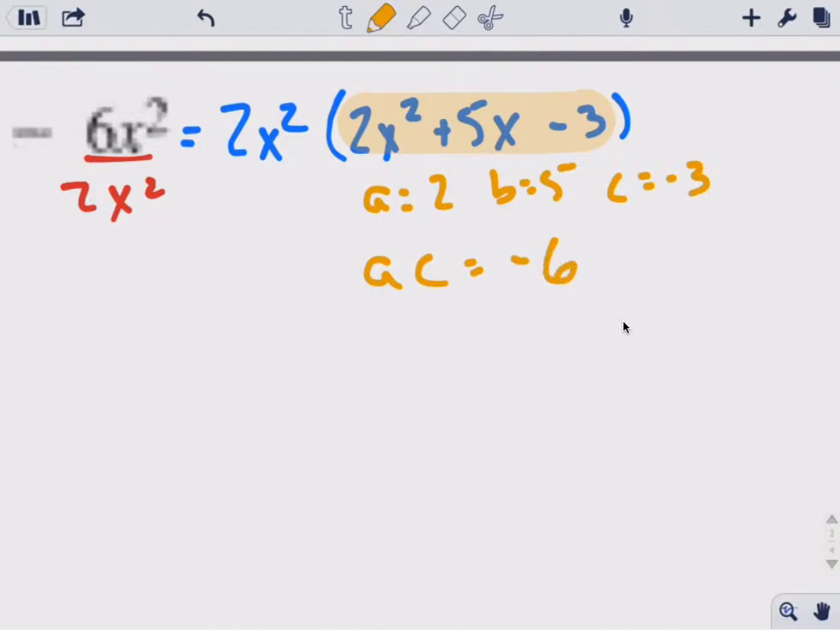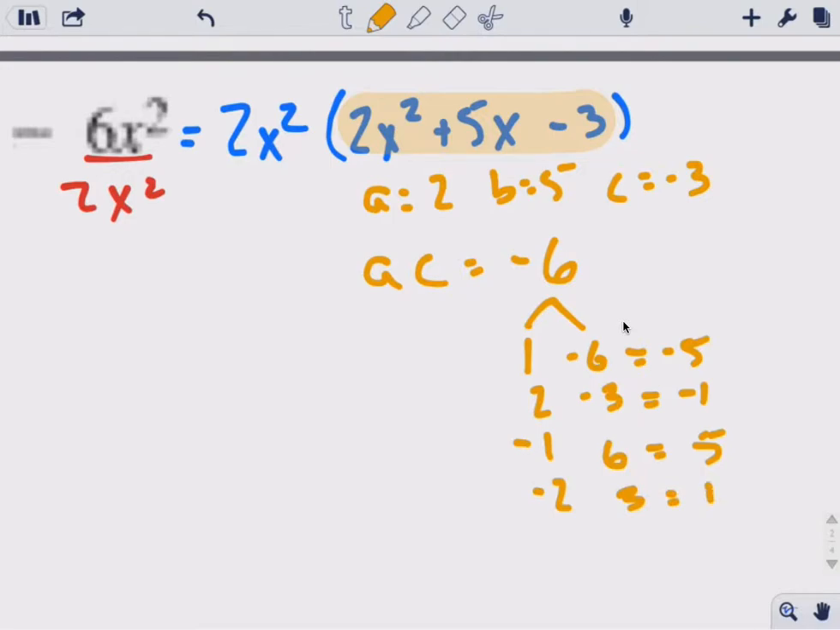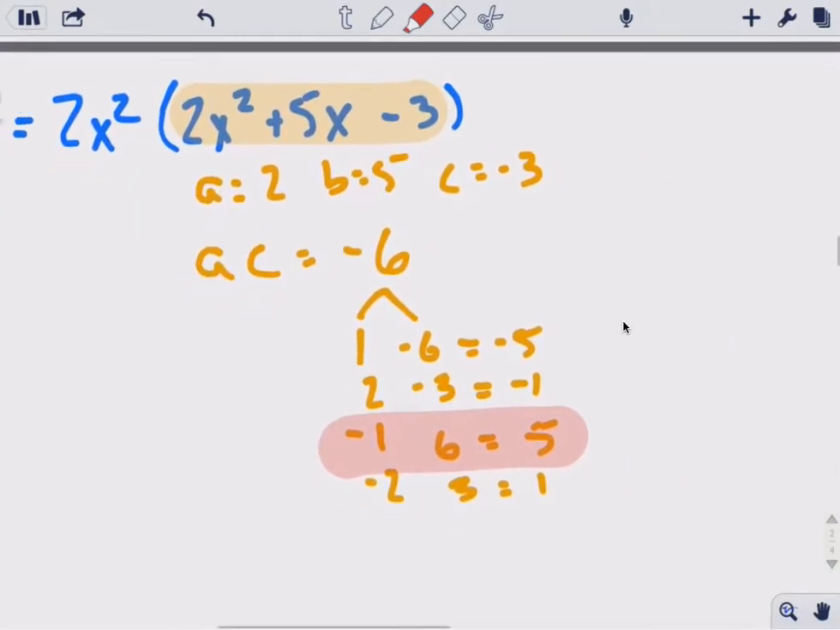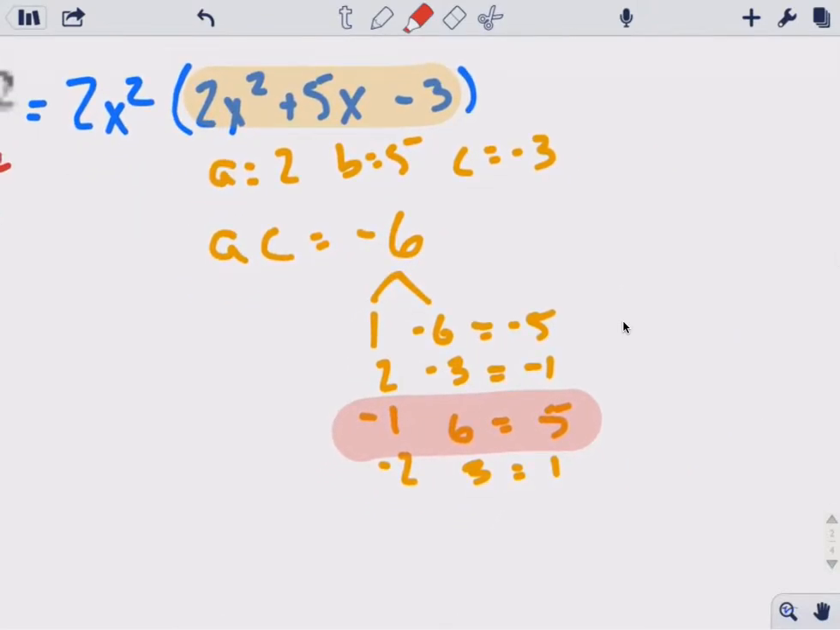AC is negative 6. Factors of negative 6 that add to 5. We've got to have one positive, one negative. So it can be 1 and 6, or 1 and negative 6, 2 and negative 3, negative 1 and 6, negative 2 and 3. Those sums are negative 5, negative 1, 5, and 1. So we found the one we want. Let's just factor this thing in the middle.